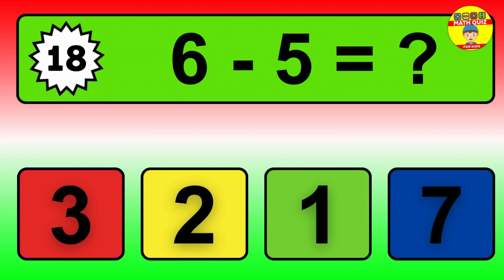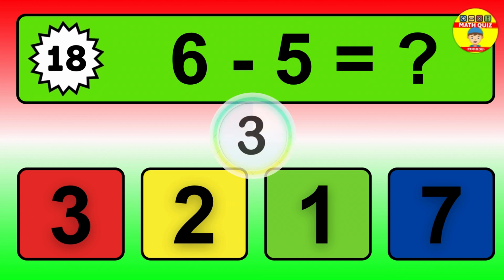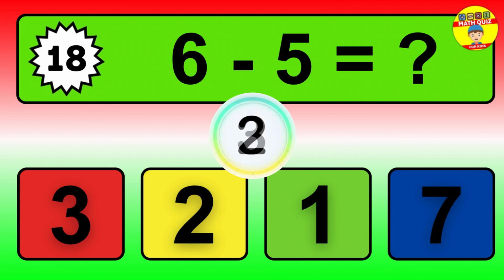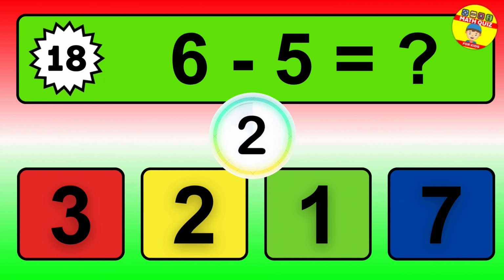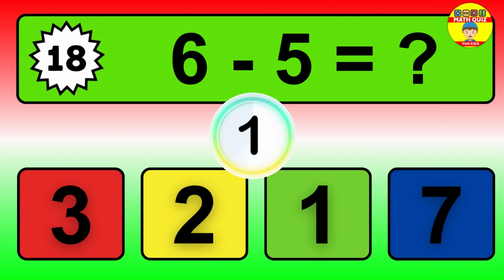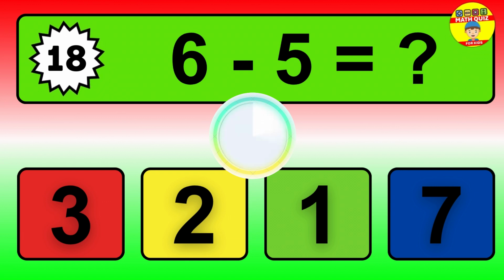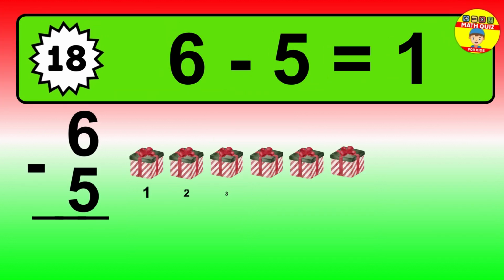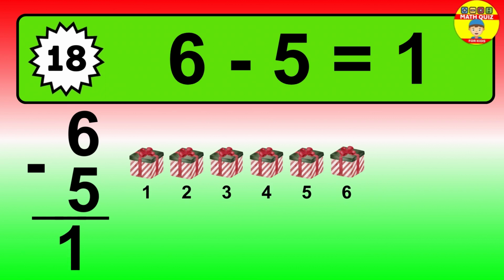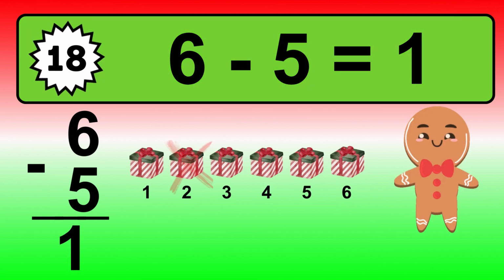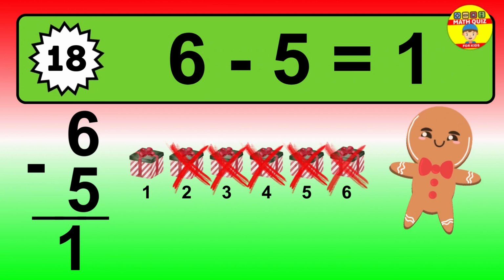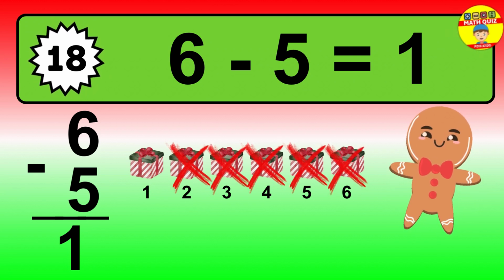Question 18. 6 minus 5 equals what? So, the answer is 6 minus 5 is 1. Let's count it. 1.